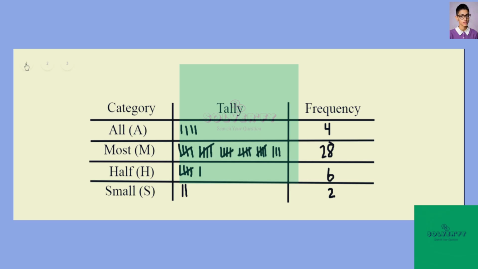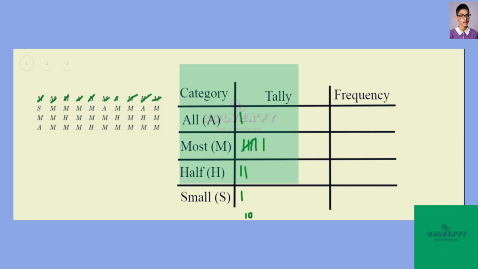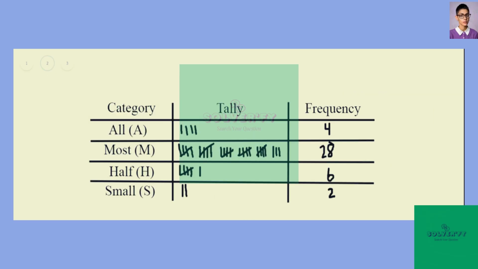Now it's really smart to go back and make sure that you've counted every single data value. So our original raw data had 40 values in it, 40 different letters. So I want to make sure that my frequency total is 40. So I'm going to add those up, and 4, 28, 6, and 2 do in fact add to 40. So that means we have counted every single data value and arranged it in a categorical frequency distribution.